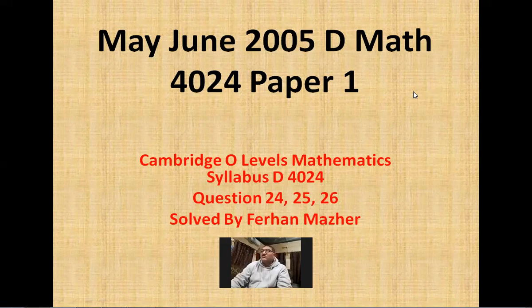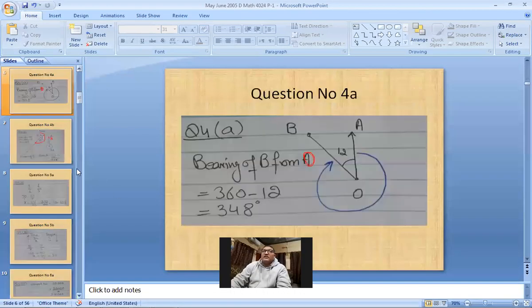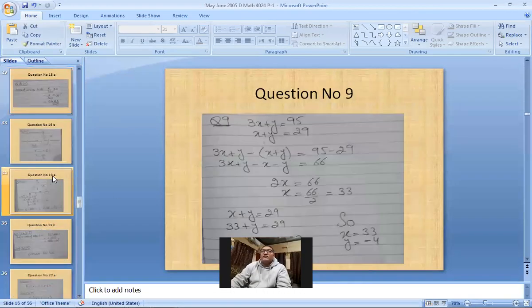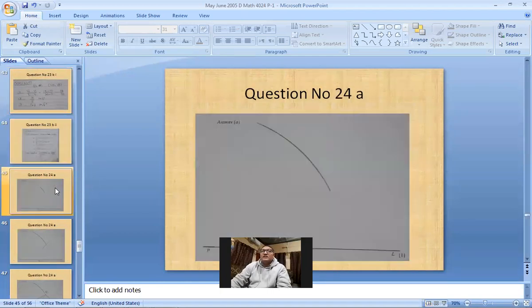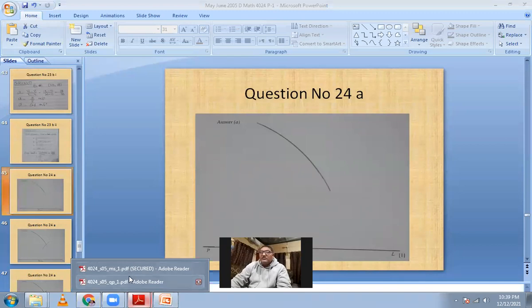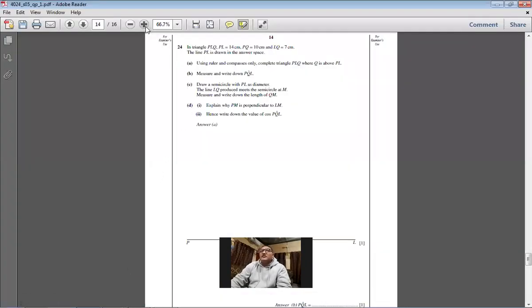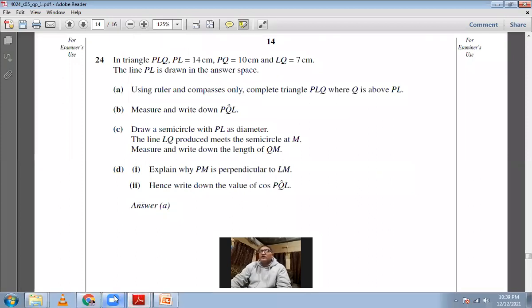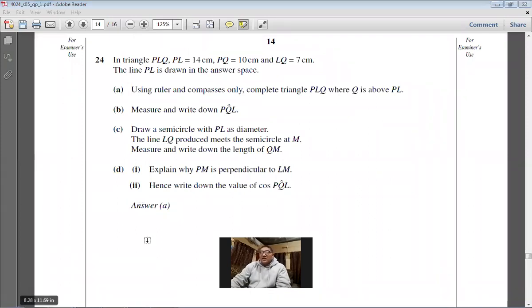Okay, so let's go to question number 24. There we go. Let me show you the question. This is the question, so let me read it for you. In triangle PLQ, PL is 14 centimeter, PQ is 10 centimeter, LQ is 7 centimeter. The line PL is drawn in the answer space using ruler and compasses. Only complete the triangle PLQ where Q is above the PL.